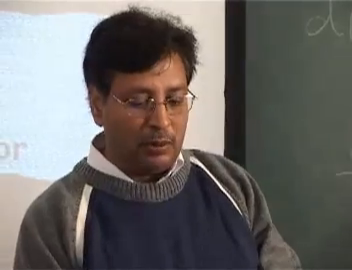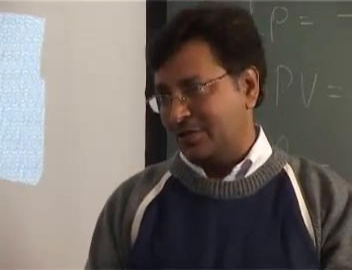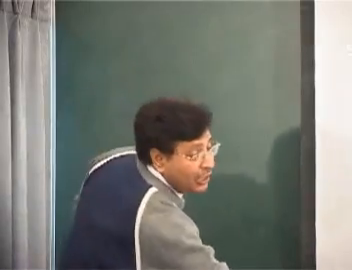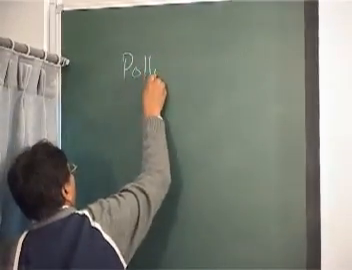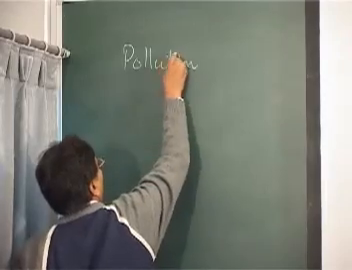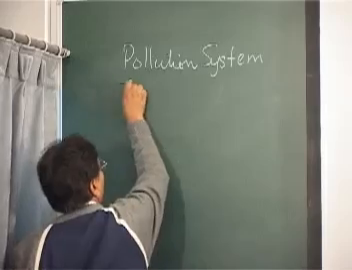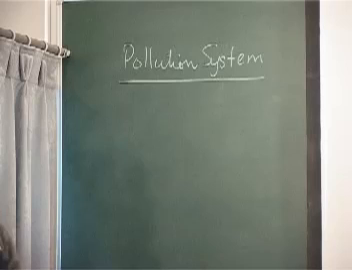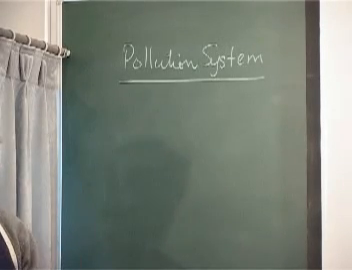Okay, now I want to move to something, and we might repeat it a little bit. Now we are moving slightly away from the atmosphere, coming to air pollution. What I want to talk to you about is the air pollution system, or let's talk about the pollution system first. What I mean by a system is certain components and their interactions. That's what a system is.